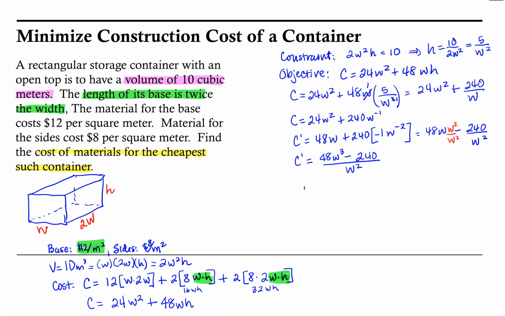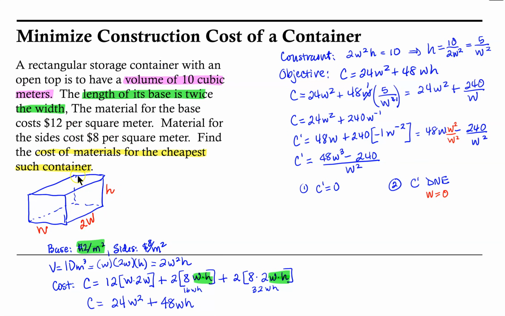Now we have two sources for critical points. The first source of critical points is where c prime is equal to 0. The second source of critical points is where c prime does not exist. And so as we look at our derivative function here, we can see that c prime does not exist when w equals 0.